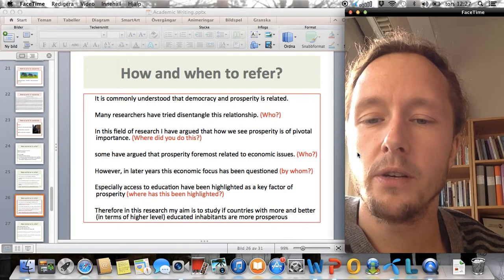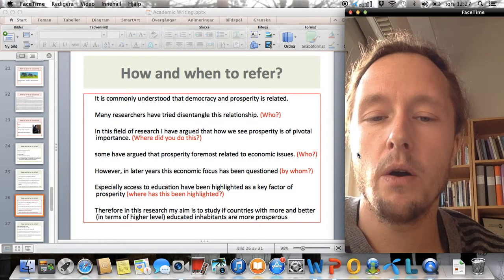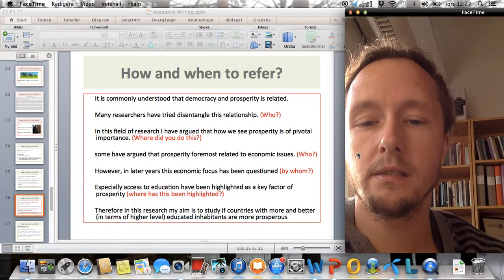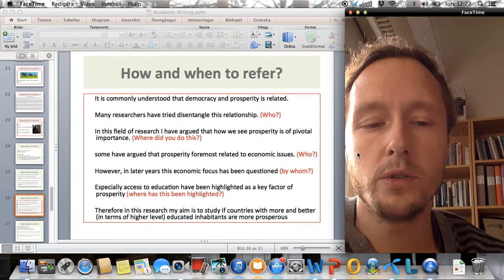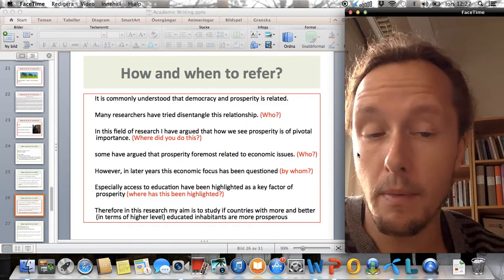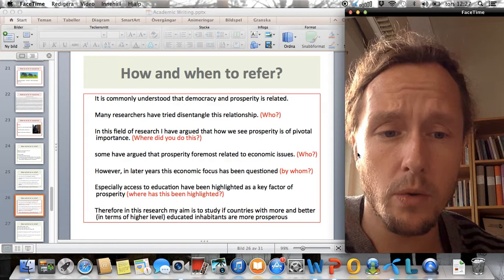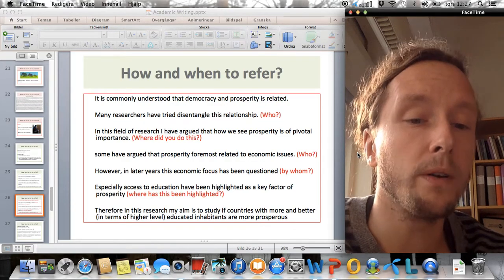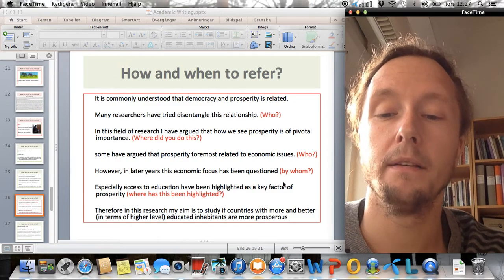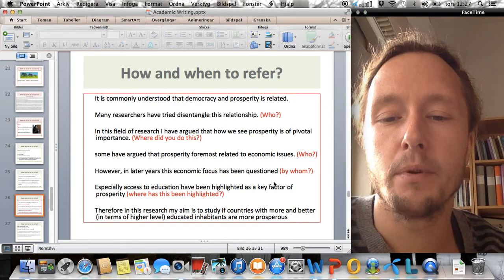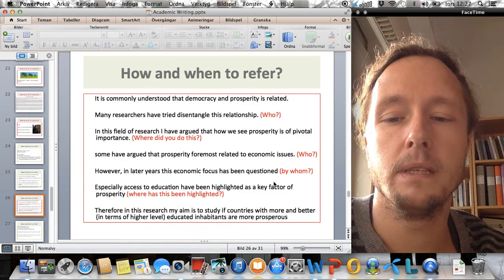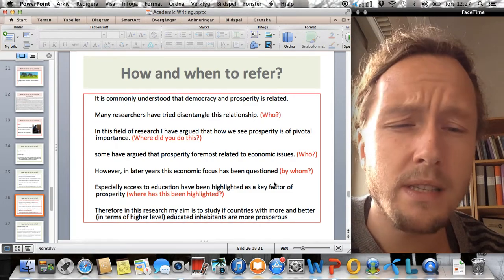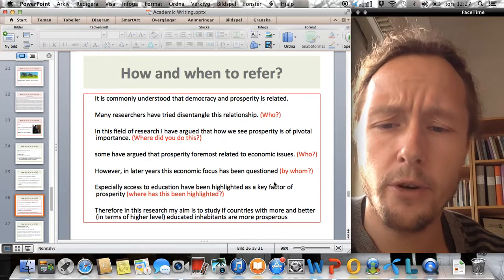In this field of research, I have argued that how we see prosperity is of pivotal importance. Okay, where did you say this? In which article did you do this? I mean, perhaps people are interested in reading this, so you have to refer for that reason also, to give people advice on where to find more on the topic. Some have argued that prosperity foremost is related to economic income. Who is this some? Tell us. You have to refer here.